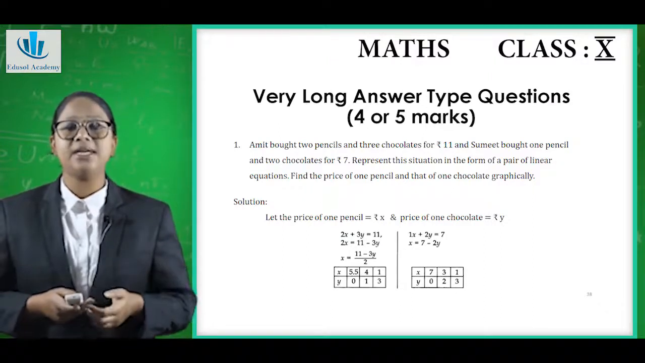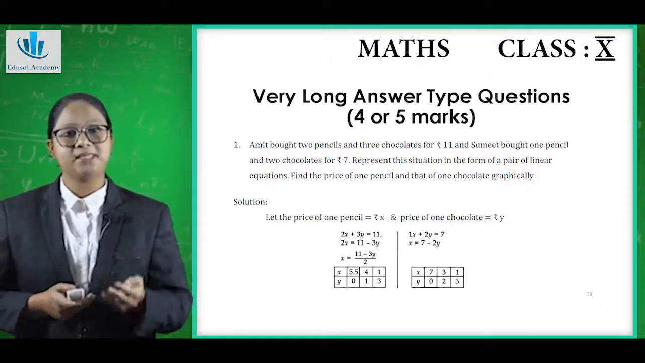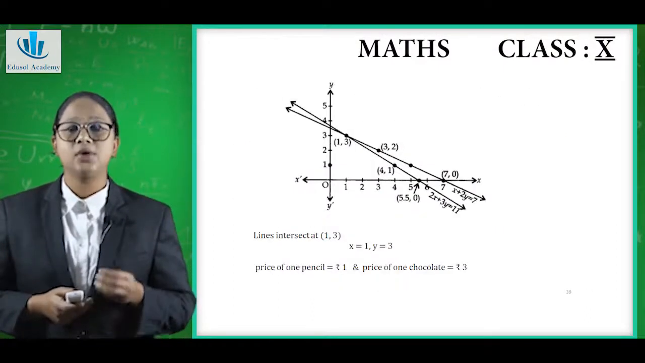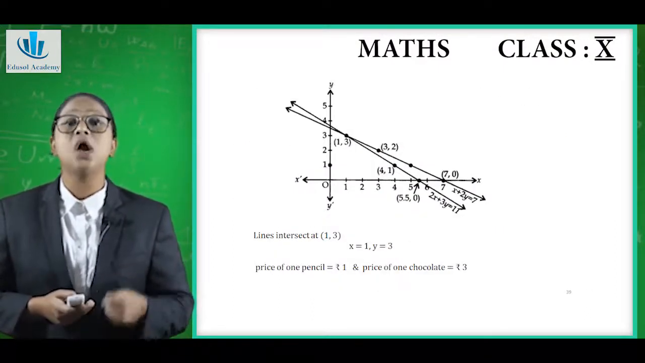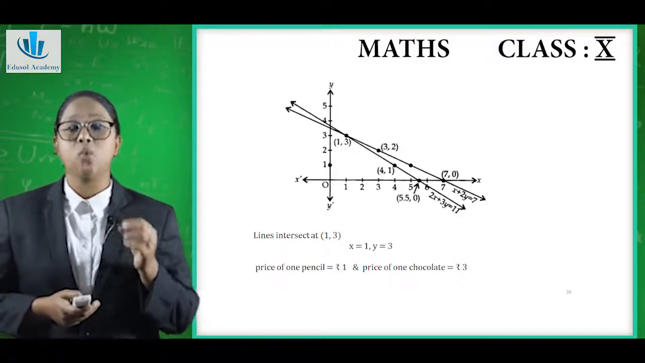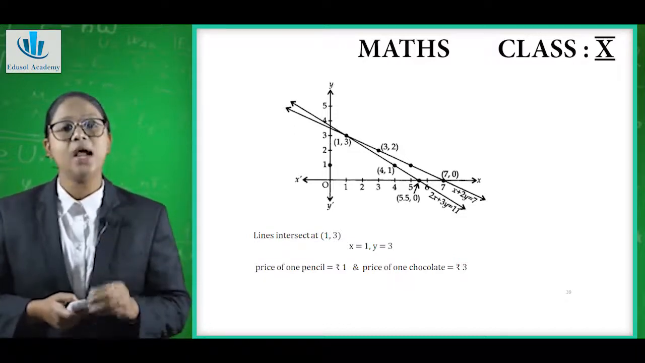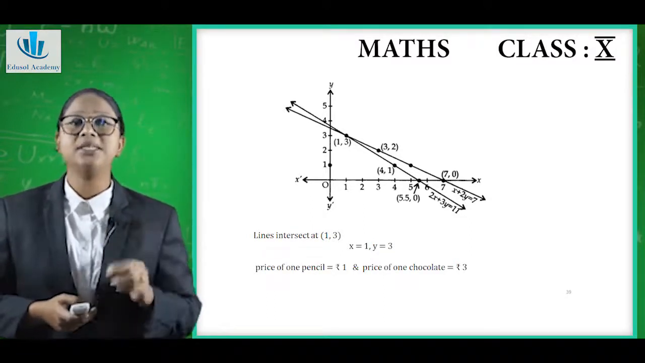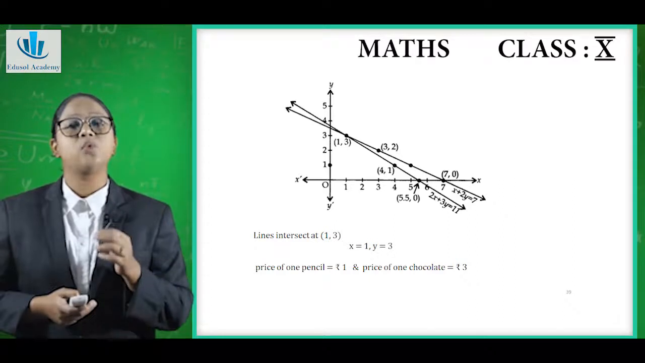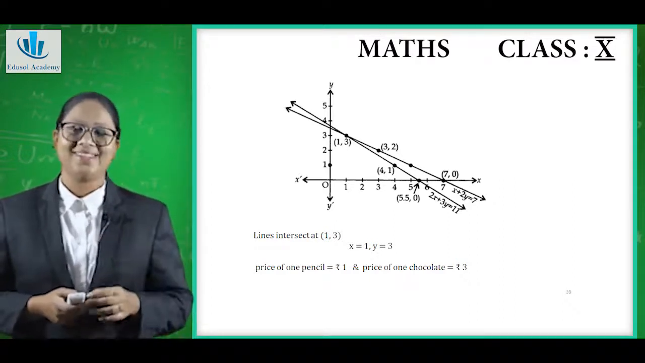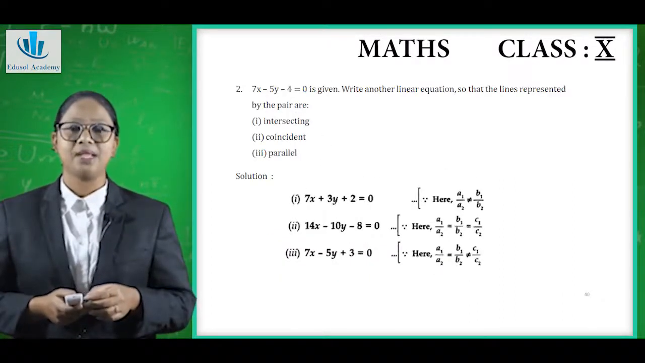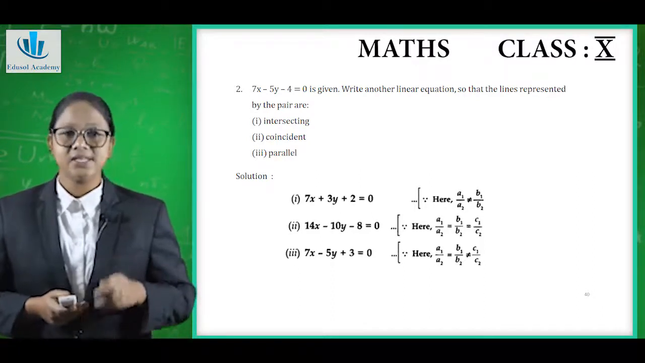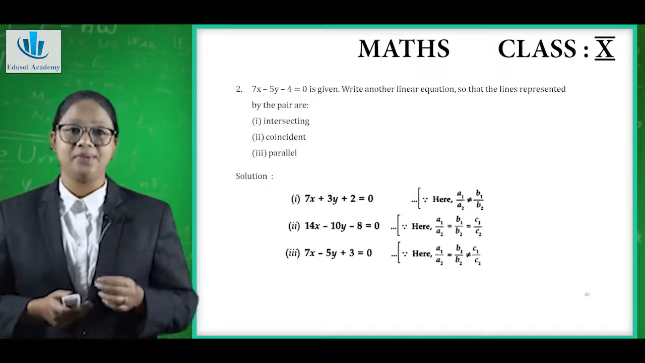Now you may tabulate the values for x and y and plot the graph. We can see that the graphs are meeting at point 1, 3. The coordinates are 1, 3. x is equal to 1, y is equal to 3. So the price of 1 pencil is rupees 1 and price of 1 chocolate is rupees 3. That's how we conclude.